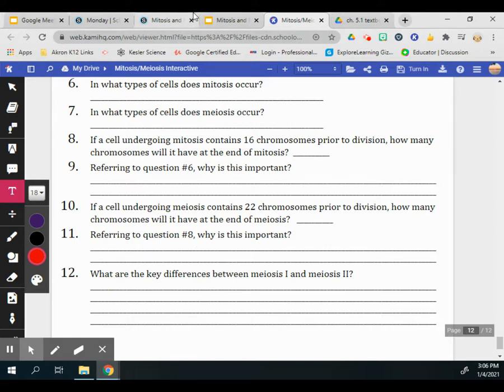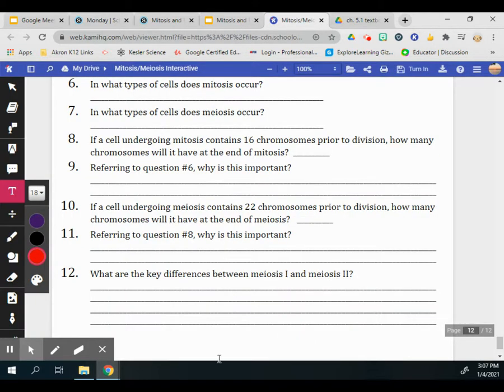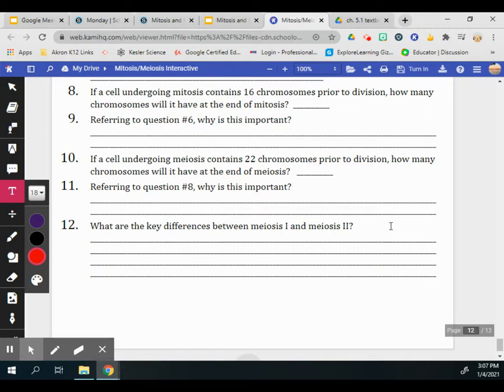And why is this important? Well, if we're making sex cells, that's the only way that we can maintain the correct chromosome number in the offspring. Because if you have 22 chromosomes in a sperm and 22 chromosomes in an egg, you're going to end up with 44 chromosomes in that new offspring. So really you want to have half the number in the sperm, so 11 in the sperm, 11 in the egg, and that way you can have the regular 22 chromosomes for whatever organism that is that we're talking about in this question. And then 12 is asking, what are the key differences between meiosis 1 and meiosis 2?